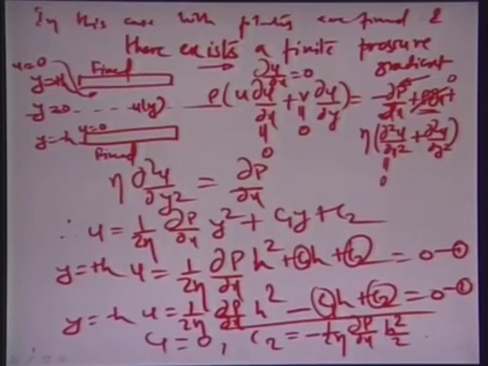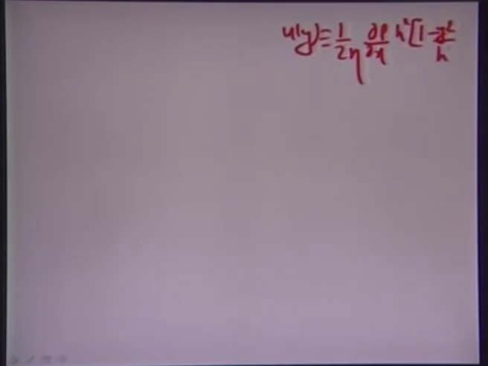So if you put the C1, C2 values back into this particular equation, you finally get the final form of the equation as u equal to 1 by 2 eta with a minus sign, del p by del x, which is the pressure gradient, times h square into 1 minus y square by h square. If you plot this equation, it's really the equation of a parabola, because u is varying as the square of y.